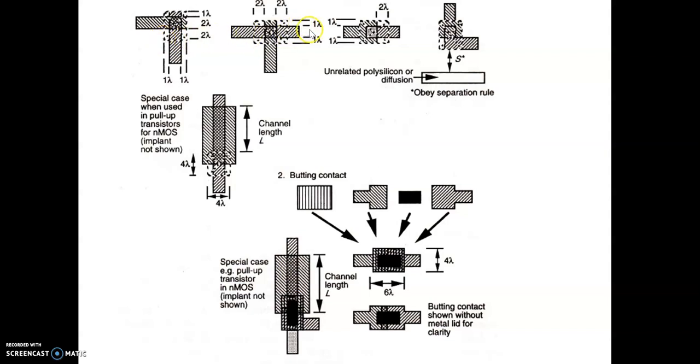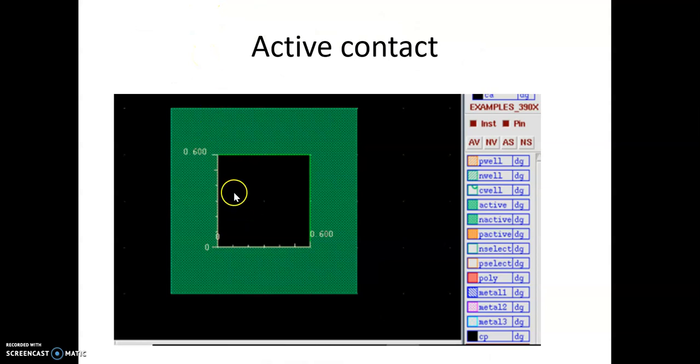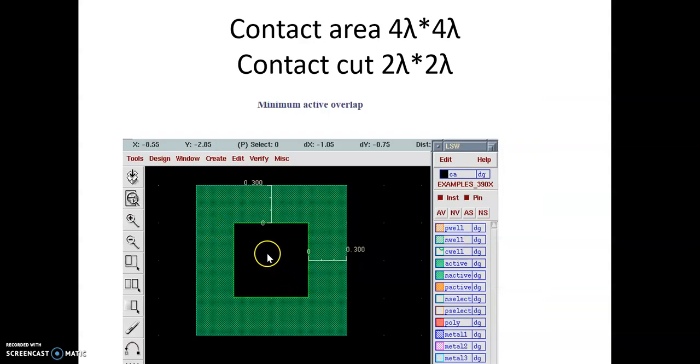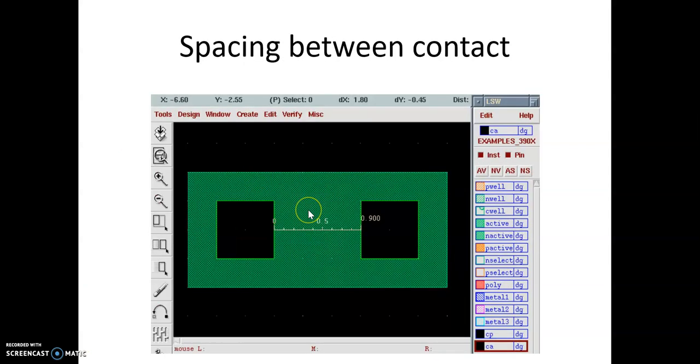And here at the top we see it is getting extended by 1 lambda on either side. If we look at this, it is an active area. The inner black region has to be 2 lambda by 2 lambda. This entire thing should be 4 lambda by 4 lambda. This is the active contact area, and this is the 4 lambda outer one.